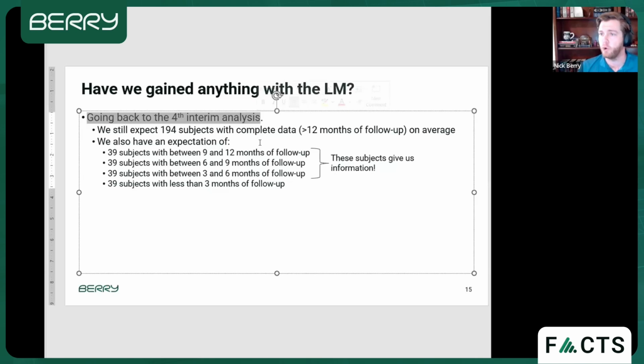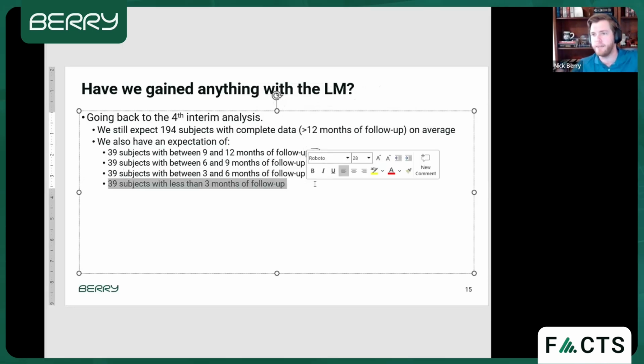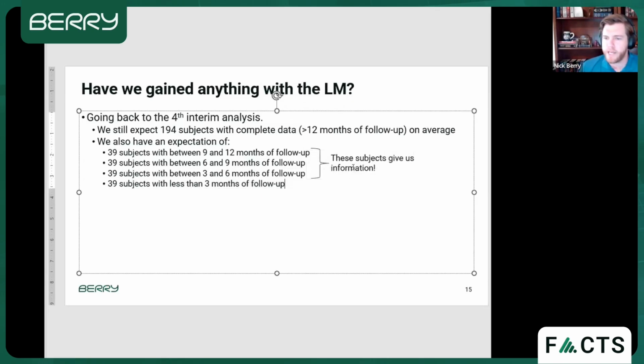350 patients out of 800 enrolled, still not even halfway. At that point, we have 194 complete subjects in total. That's about 32 to 33 per arm. We also have 39 subjects between 9 and 12 months, 39 subjects between 6 and 9, and 39 subjects between 3 and 6. So about 117 subjects with some intermediate data. And then there's 39 subjects on average at this interim that had no data. These subjects are where I'm trying to gain efficiency. I'm trying to improve my estimate of the 12-month change from baseline in ADCOMS using the 3, 6, and 9-month visits.